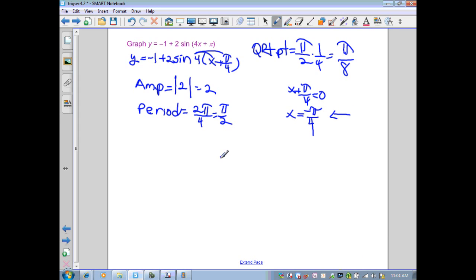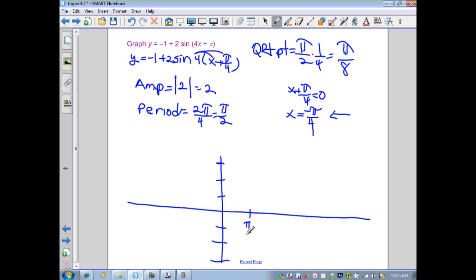Let's start graphing the function. My y-axis, my x-axis, amplitude of 2, but I have a vertical shift of 1. So I'll make that a little bit bigger. My period is pi over 8. I'm going to count by 8s until I get to pi over 2, because that's my period. So pi over 8. Two pi over 8. 3 pi over 8. And 4 pi over 8. And that is going to be pi over 2, which is my period.